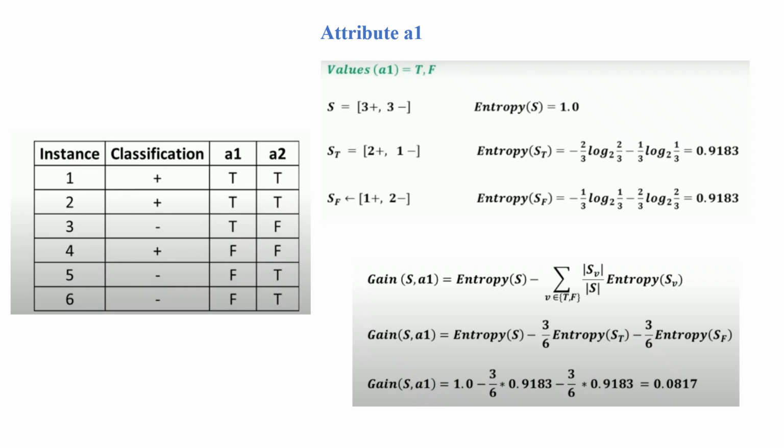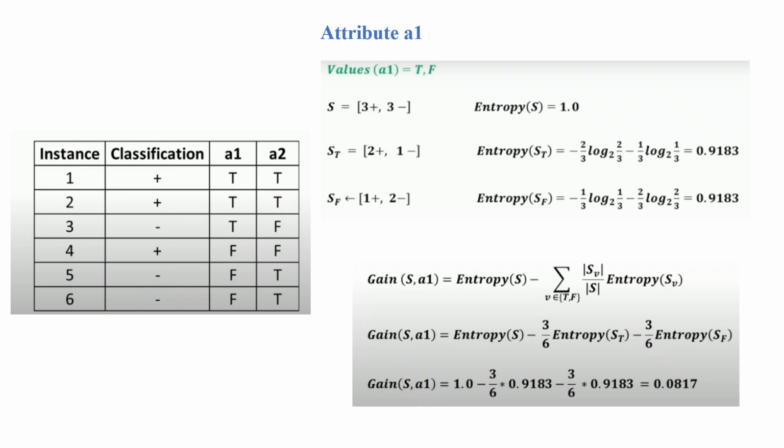The first attribute A1 we are going to take. So anyway, for the classification, totally we have 3 positive, 3 negative. So the overall entropy S has 3 positive and 3 negative. If you are applying this in the entropy formula, we will be having an entropy value of 1, because 3 positive and 3 negative are equally distributed. So the value is 1.